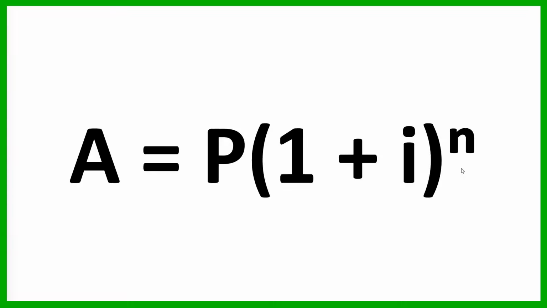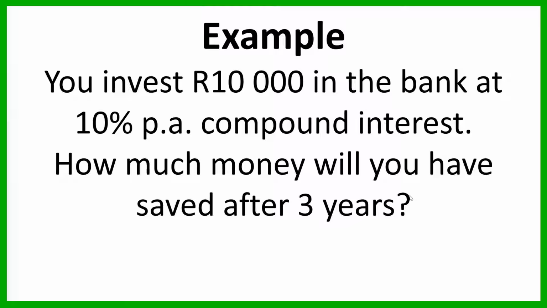Okay, so let's have a look at that first example that we did again. You invest 10,000 Rand in the bank at 10% per annum compound interest. How much money will you have saved after 3 years? This is the same question that we had in the first example, but now we're going to do it using the compound interest formula. Okay, so let's have a look at how we would do this.